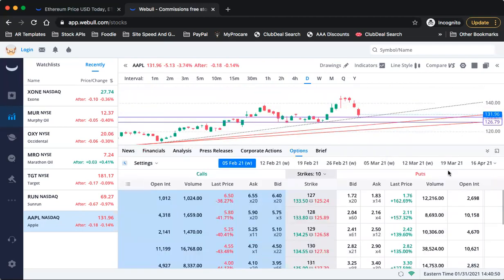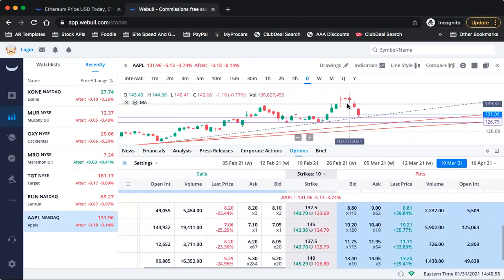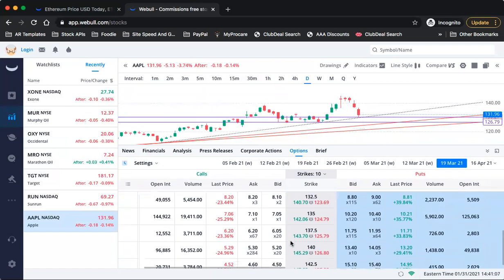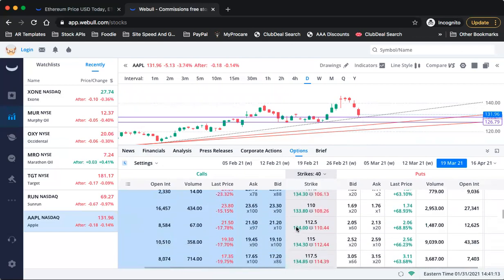Let's have a look at the option real quick here. The way I do mine is I look at the distance from here to here. It's about 15. So if it does go up, I'm expecting a 15 jump to around that 145. But when you look at the 145, depending on how much you want to spend, sometimes you could even go even longer.